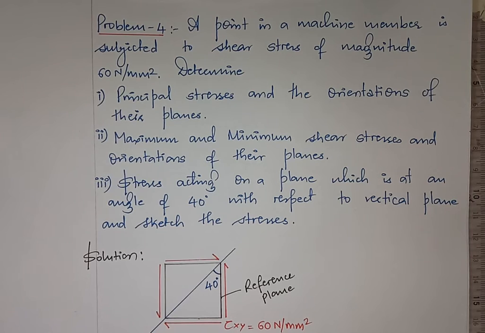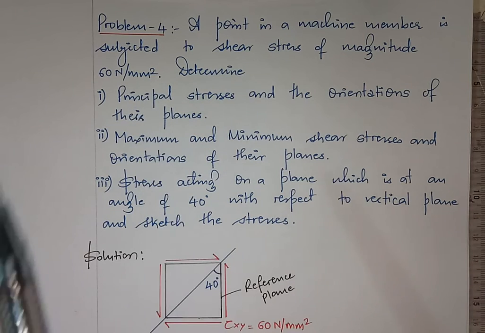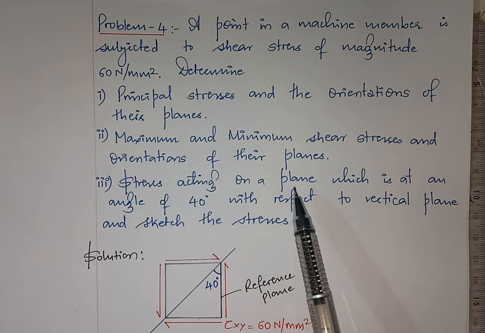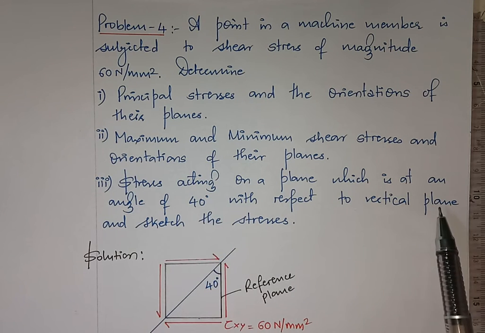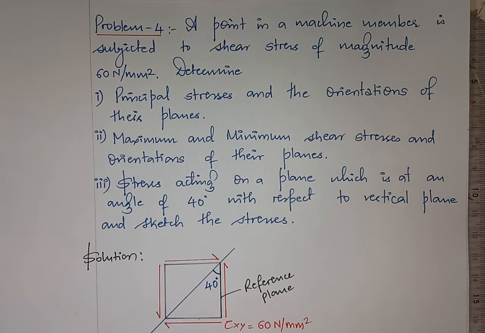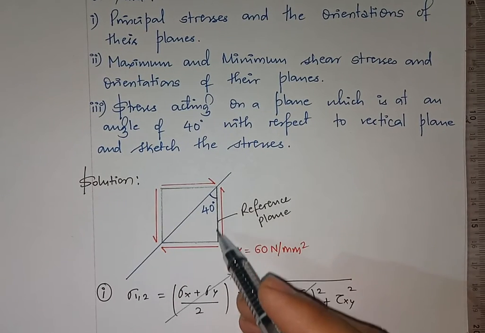He has not given us any diagram. So first let me start the solution by drawing this diagram. Right, I have drawn an element such that it is subjected to pure shear stress of 60 Newton per mm square. Normal stresses are not there. Then using this bit number 3, he is telling that there is a plane at an angle of 40 degrees with respect to vertical plane. So the blue colored line is nothing but the oblique plane at an angle of 40 degrees with respect to the vertical plane. The vertical plane, I have taken as a reference plane.